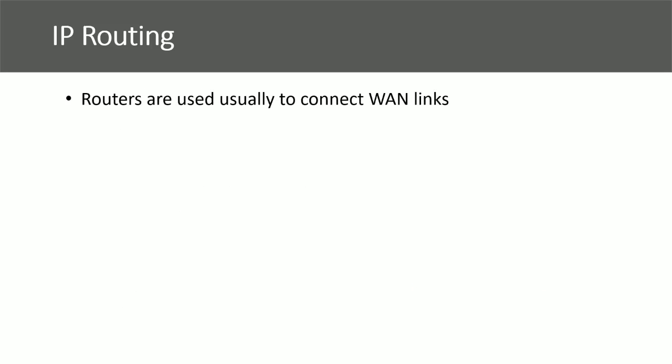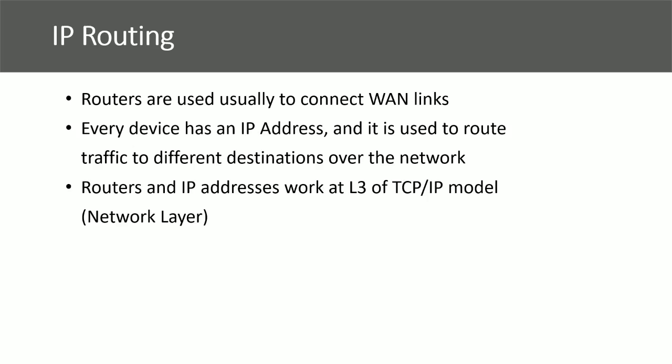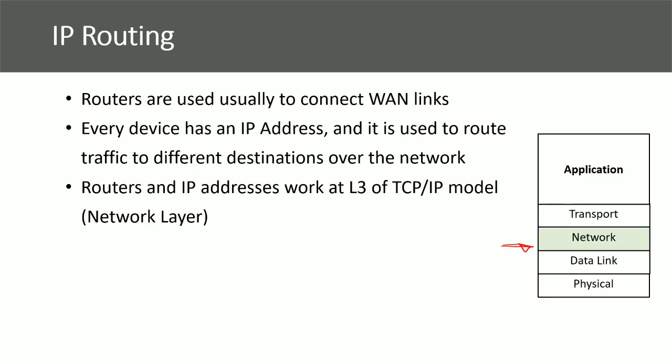When discussing WAN links and large networks, we usually use routers, and routers are usually used to connect WAN links between branches or different remote sites. In any network, every device has an IP address, and this IP address is used to route the traffic to different destinations over the network. Routers and IP addresses work at layer 3 of the TCP/IP model, the network layer, and if you remember, as we said in the previous slides, Ethernet works at the data link and physical layers. So IP and routing work at the network layer, which is a higher layer in the TCP/IP model.